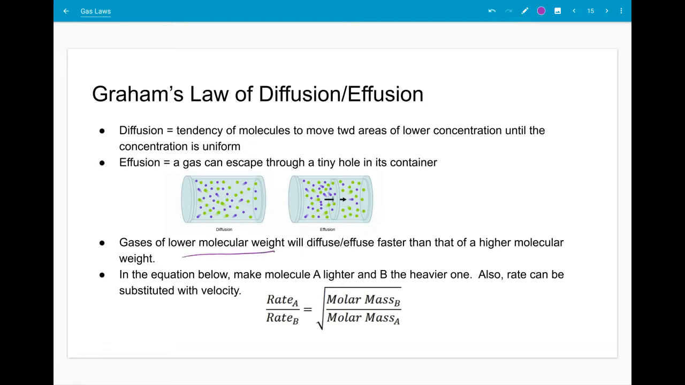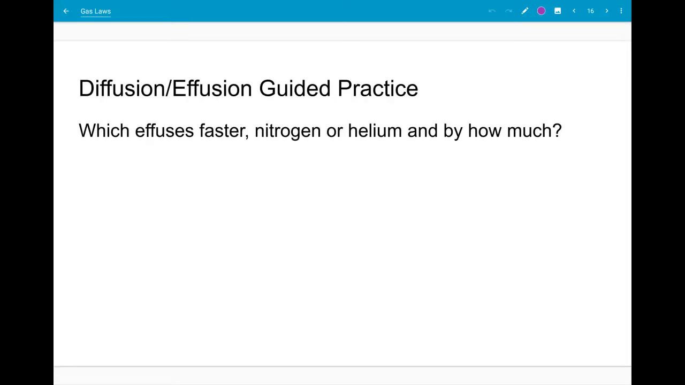Now, gases of a lower molecular weight will diffuse or effuse faster than that of a higher one. So if you think about a sprint between a 500-pound man and a 100-pound man, most likely that 100-pound man would win the race. In the equation here, it's a little bit scarier looking. Don't make this harder than it is. Make B the heavier element and make A your lighter element. It'll make it easier when you try to understand the rates. So let's see what this looks like.